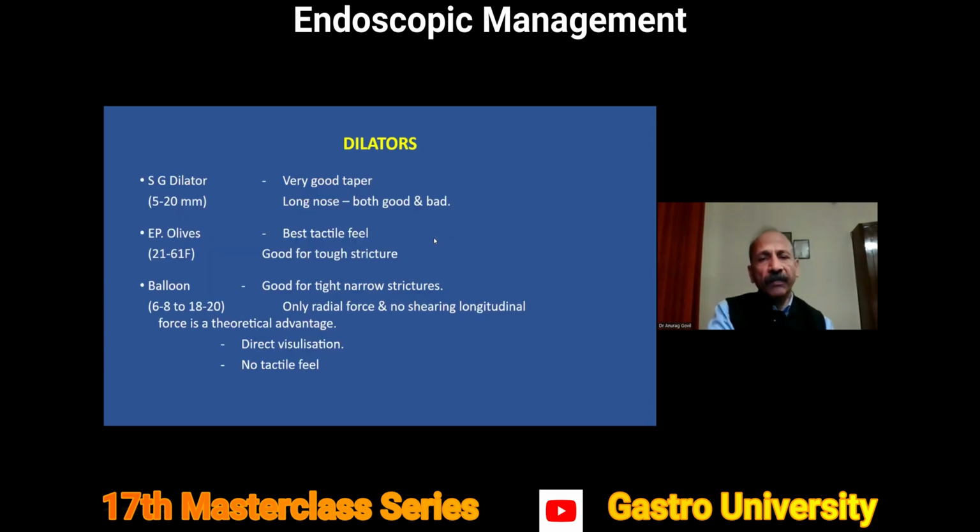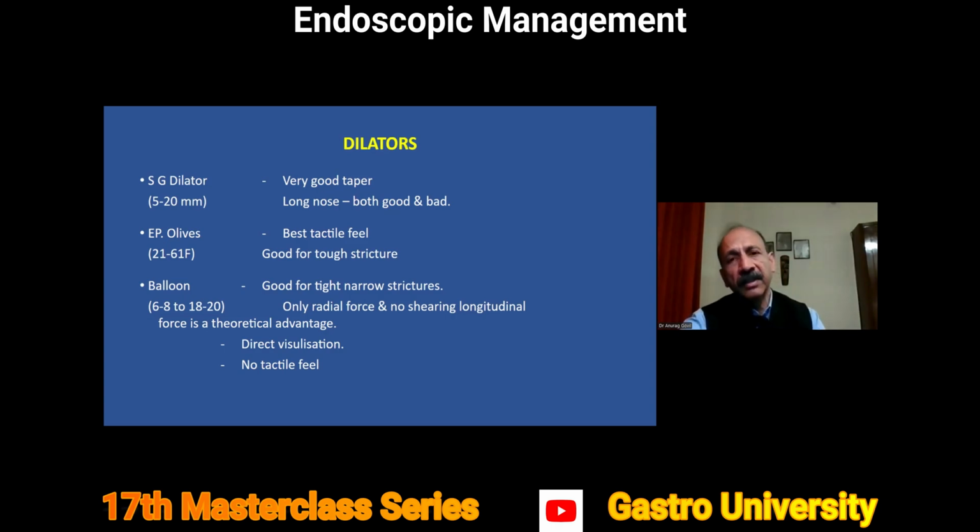And coming to just a brief about these, we have these Savary-Gillard dilators from 5 to 20 millimeters. The good part of these Savary-Gillard dilators is they have a very good taper, so it's easy to dilate. The long nose actually helps in gradually dilating the stricture. But the bad part of this long nose is that if you have a strictured stomach, it will not accommodate the long nose, and that's where you will face the problems.